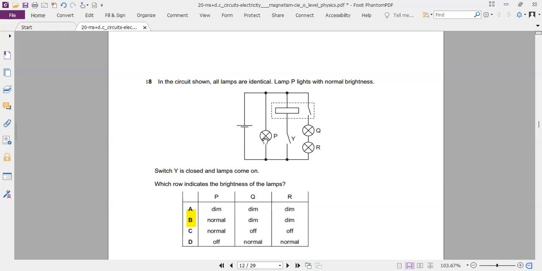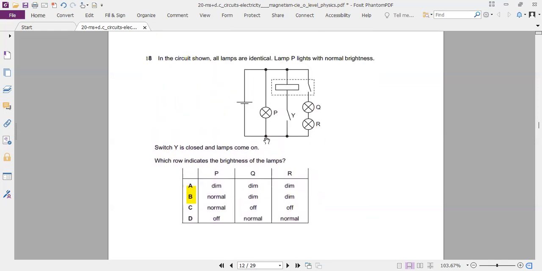and the brightness of P will still be normal because it is connected in parallel with the two light bulbs, but the light bulbs Q and R will be dim because they are connected in series, so they will be getting half the voltage as P does. That's why.